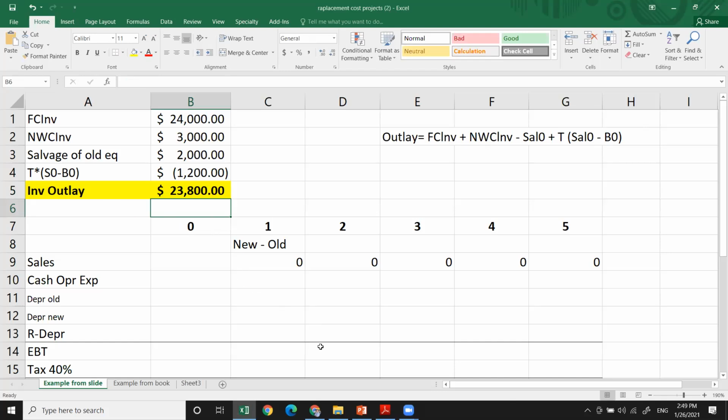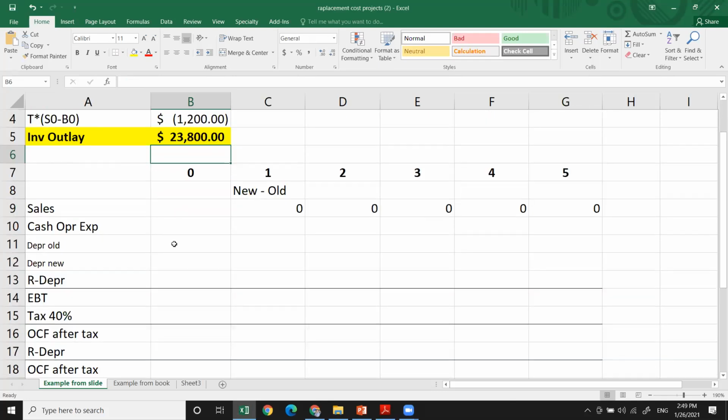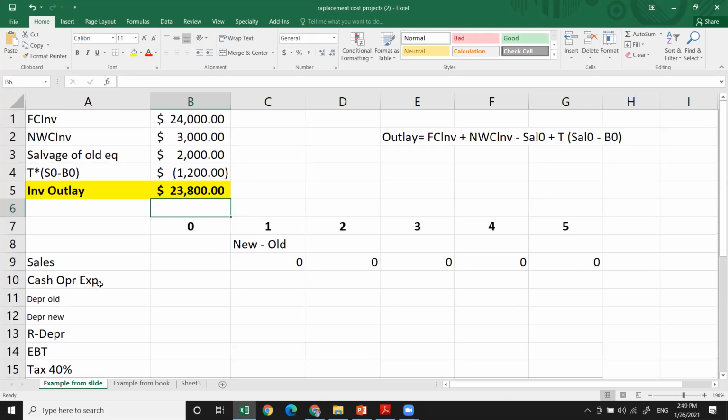Great. Now we need to fill up this table, sales and so on. So what we will do, starting with the sales. Actually, in this project, replacing the new with the old, there is no sales increase or decrease. So the sales is not affected. So the incremental value between the new and the old sales is 0. There is no change. So I put all of them 0.